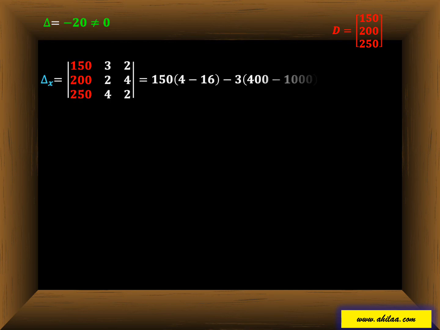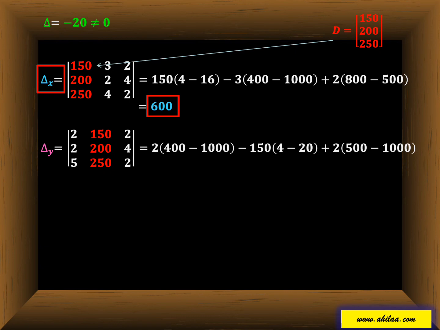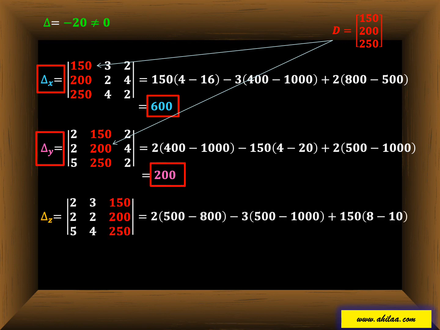Now, as usual, you find delta x replacing the first column by D, and we are getting the value as 600, delta x equal to 600. Similarly, proceed delta y replacing the second column by D, we are getting 200, delta y equal to 200. The same way, delta z replacing the third column by D, we are getting delta z equal to 600.